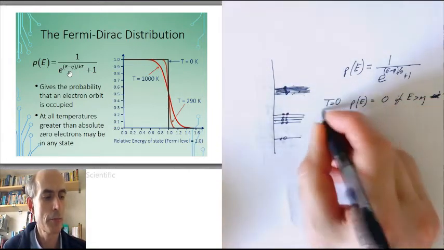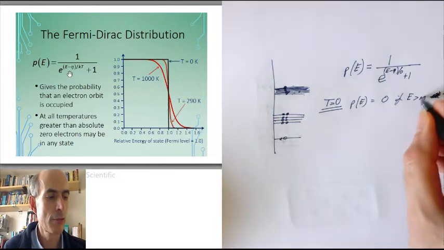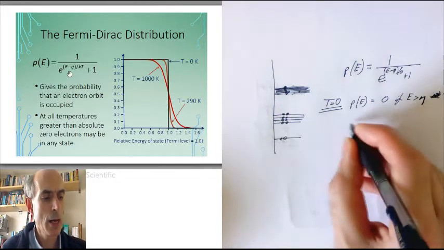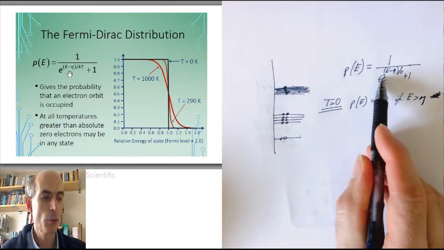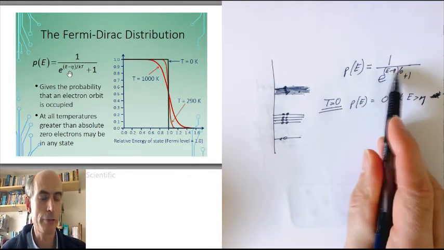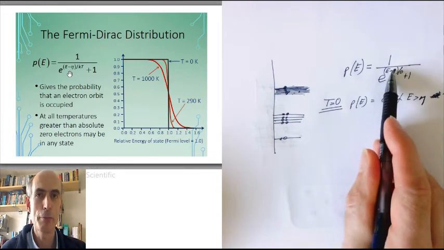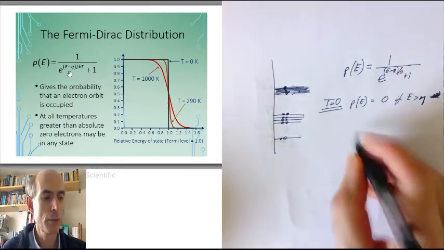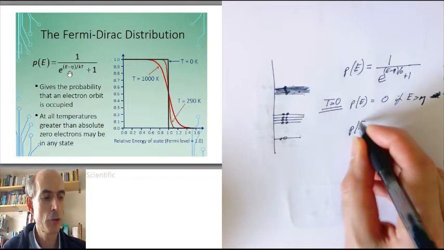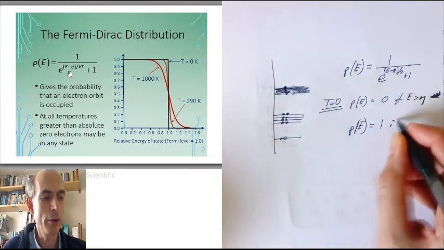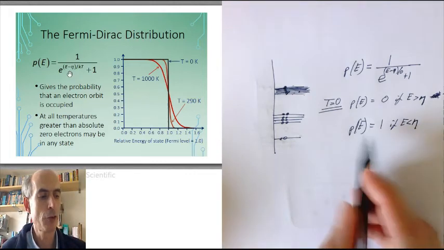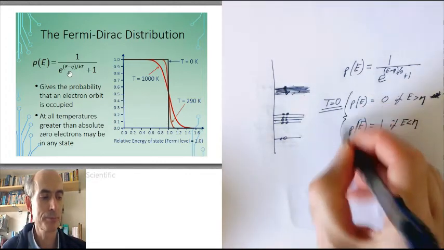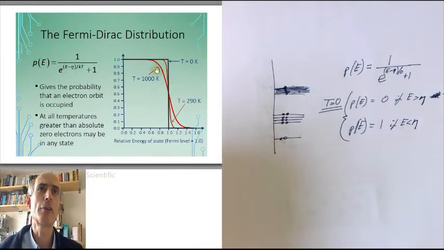This is only for absolute 0, if E is greater than the Fermi level. However, if the energy is less than the Fermi level, then this would be e to the power of minus infinity. E to the power of minus infinity is 0. So the probability of occupancy of a state would be 1 if E is less than the Fermi level and you're at absolute 0. And if you plot this on a graph, you get this black curve here.